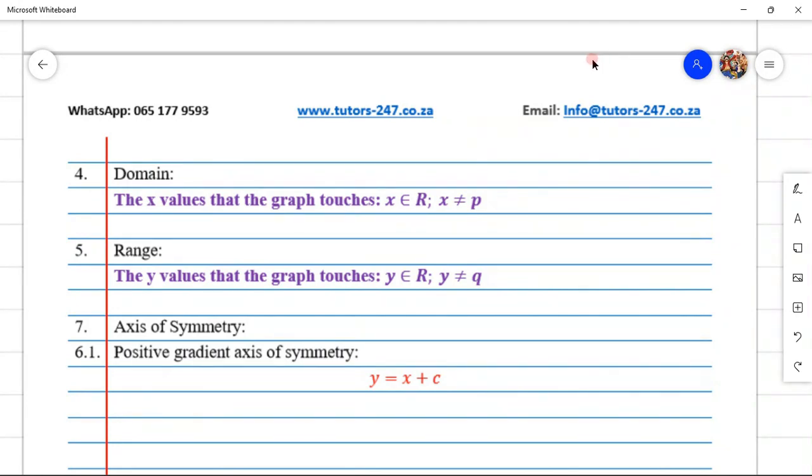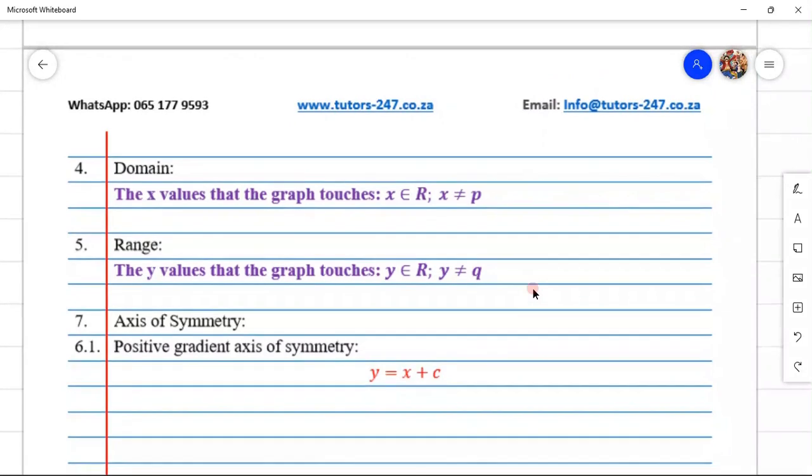Now, range deals with all the y values that the graph touches. So a hyperbolic function touches all of the y values except the y value at the asymptote, which is q. So our formula would be y an element of real numbers where y is not equal to the value of q. So if the value of q was 5 in this case, our answer would be y an element of real numbers where y is not equal to 5.